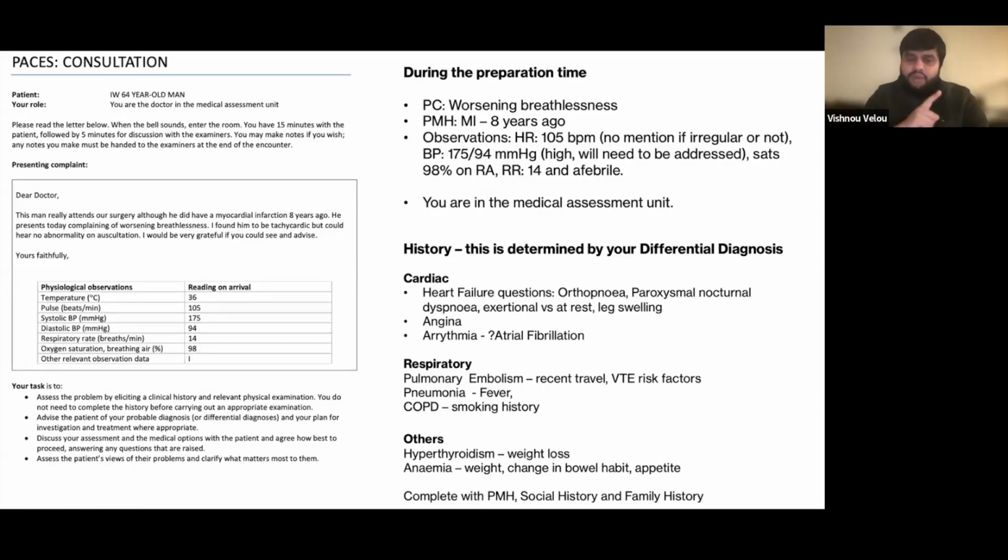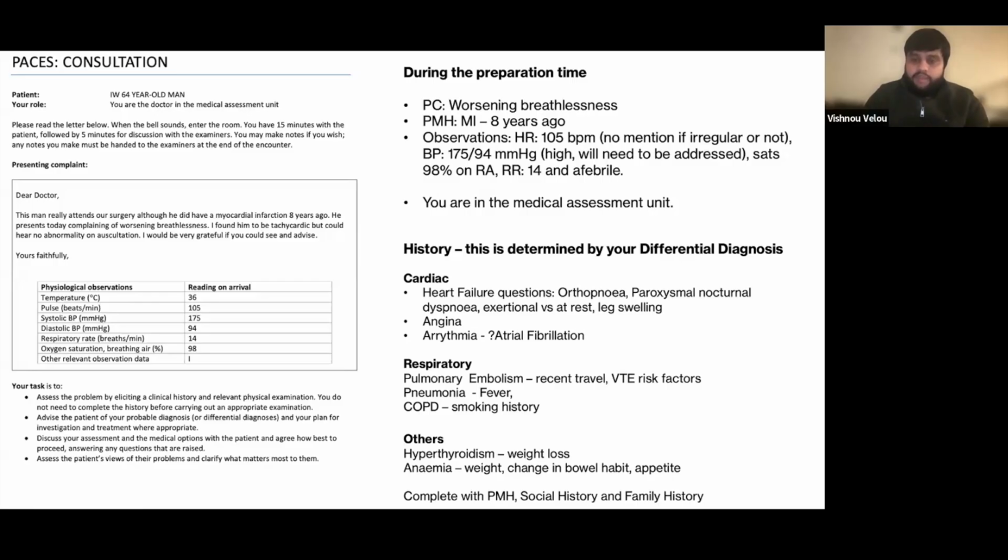His blood pressure is quite high, and we do need to address that. So we do need to think about whether he needs more blood pressure monitoring, whether he needs some treatment for that, because it's unusual to be that high, or whether he's in pain, for example. Sats are 98%, okay, good. Respiratory rate 14, and he's afebrile.